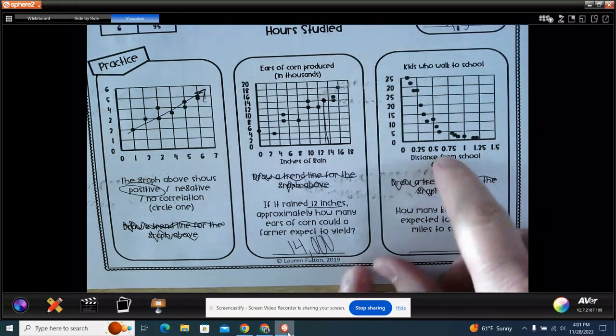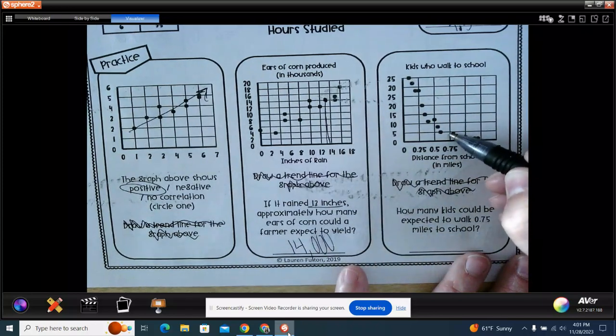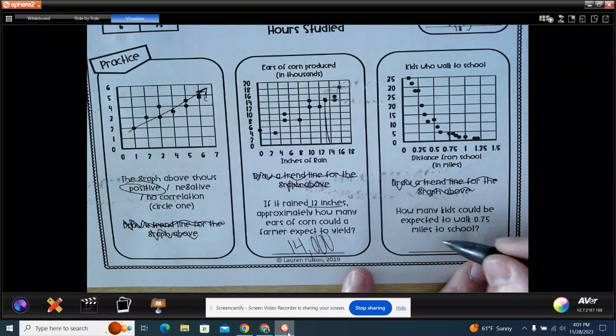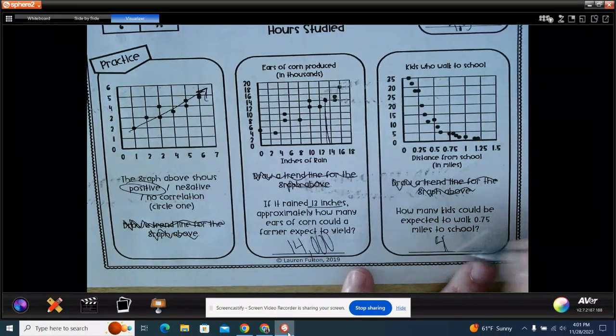And then, how many kids could be expected to walk 0.75 miles to school? We're going to find 0.75 miles and then go up. There's not a dot, so I'd say it's a little bit below 5. You could say 5, but let's go with 4.